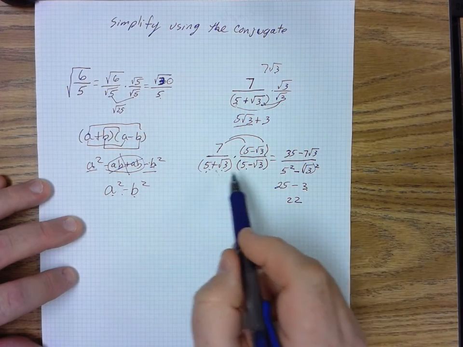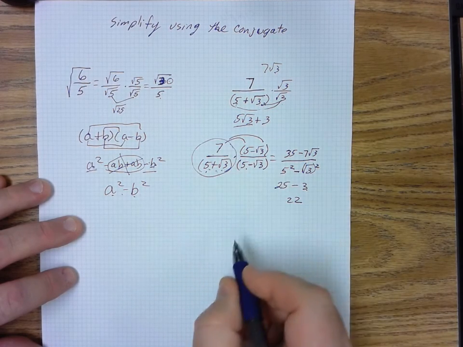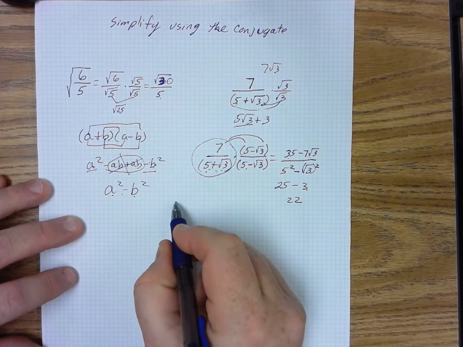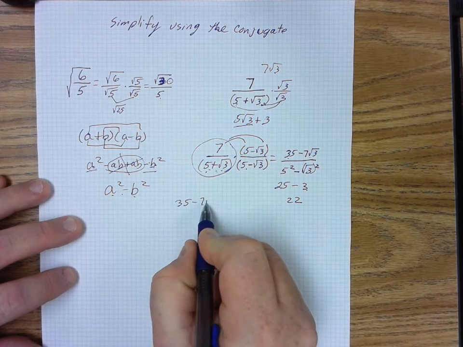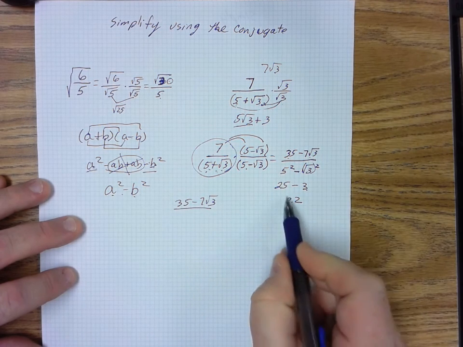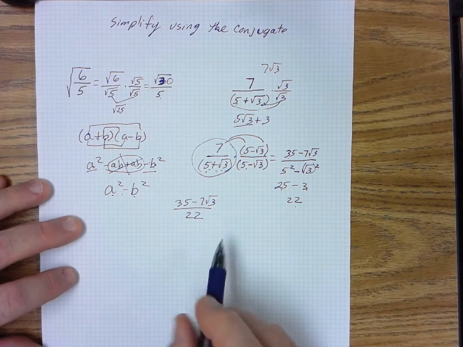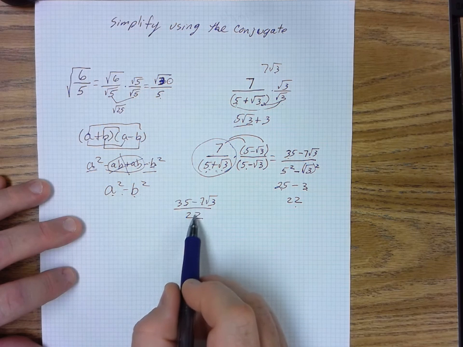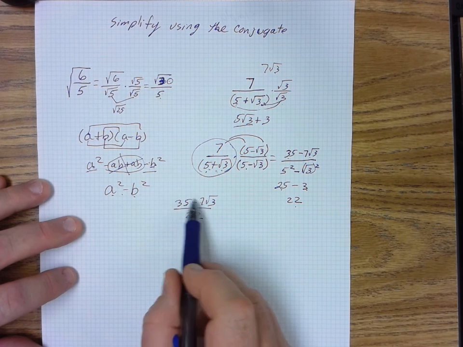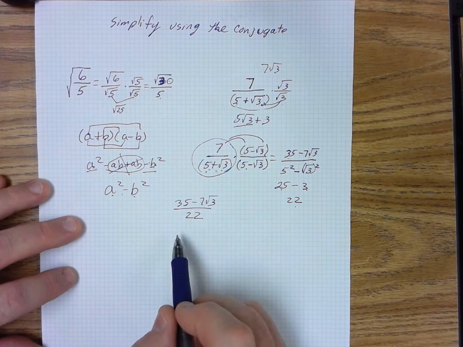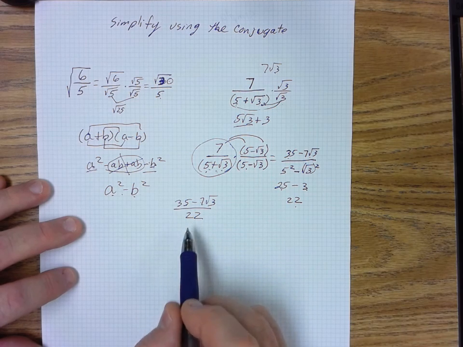So the full simplified form of this expression would be the top number we have here, which is 35 minus 7 square root of 3 over, now we had a 25 minus 3, which is 22. Now if by chance this number and this number also had something in common, you could factor it out and reduce the entire fraction. But this is the fully simplified form.